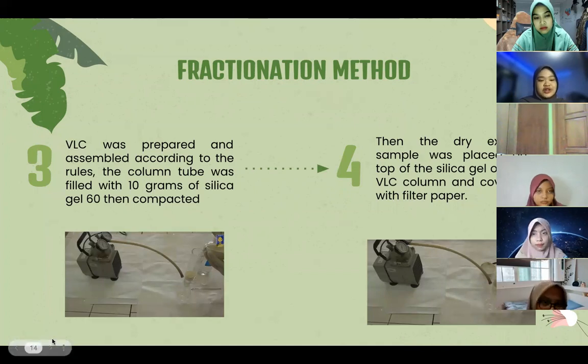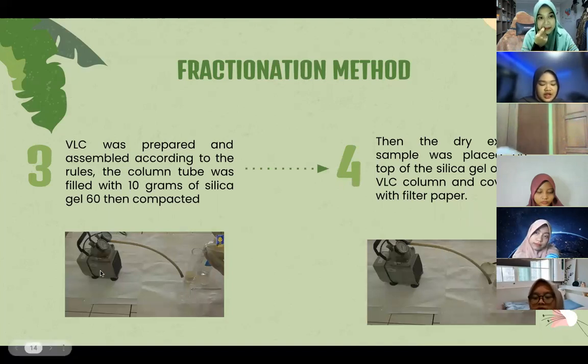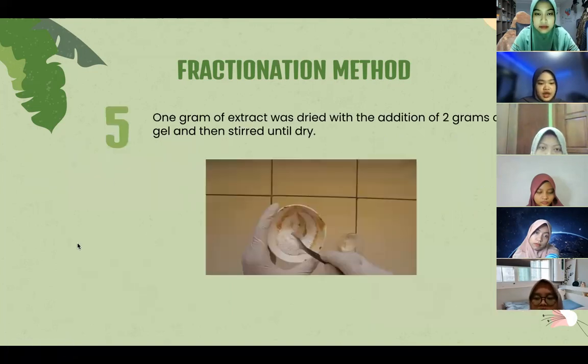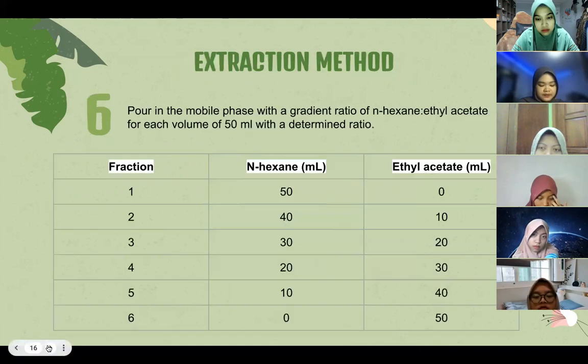according to the rules. The column tube was filled with 10 grams of silica gel 60, then compacted. Then the dry extract sample was placed on top of the silica gel on the VLC column and covered with filter paper. The next step: 1 gram of extract was dried with the addition of 2 grams of silica gel and then stirred until dry.